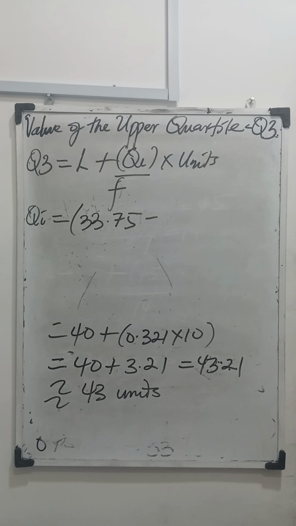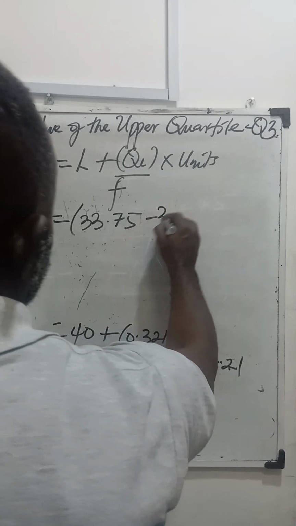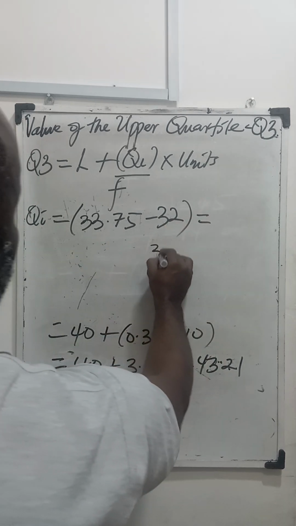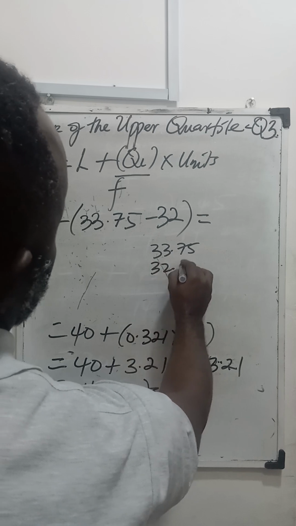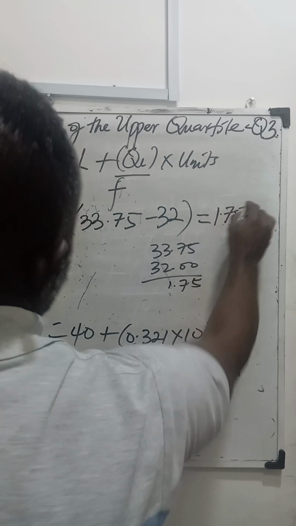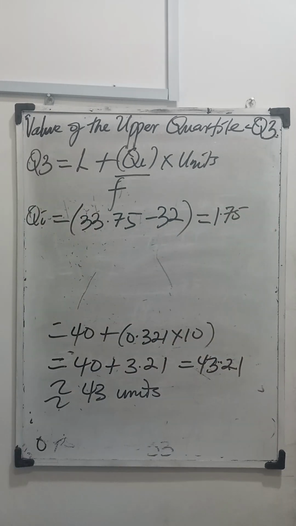33.75. So what are we going to subtract it with? We are subtracting it with the next cumulative frequency. The last one we subtracted from was 18 as a cumulative frequency. So what's the next cumulative frequency there? It's 32. So 33.75 minus 32. You can just add 0, so this is 1.75. 1.75 as your quartile items.